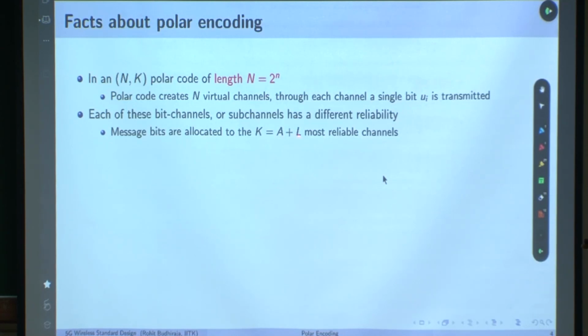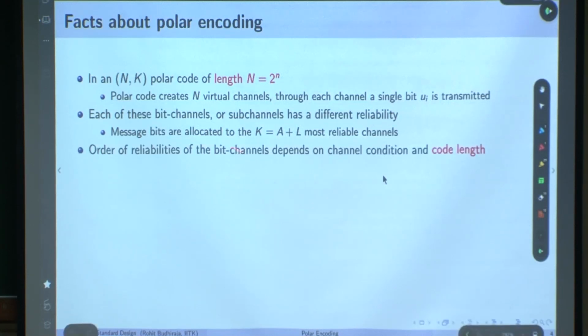So what we are saying here is that each of these sub-channels has a different reliability. Because your data has to be communicated reliably, what this encoder does is, out of these N channels, it assigns the capital K most reliable sub-channels to the data bits. That's what it does. The order of reliability of the bit channels depends on the channel condition and the code length.